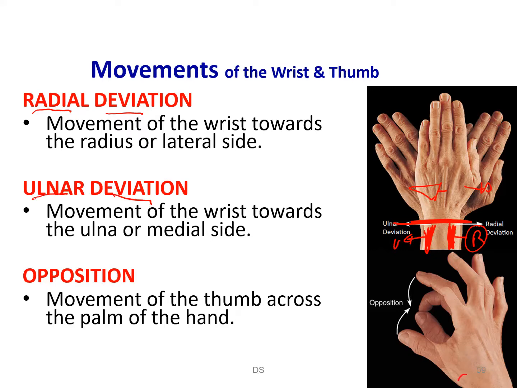There is also special movement of the thumb, that is position and opposition. This movement is position and opposition. It is a special movement which is found only in the thumb.